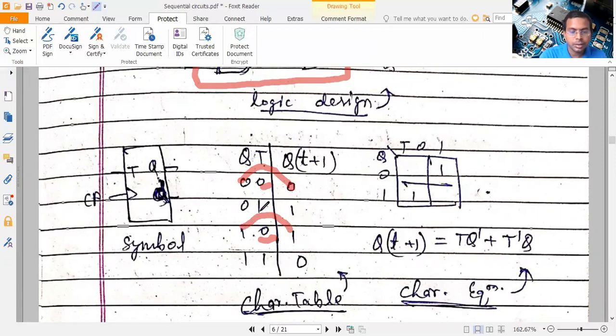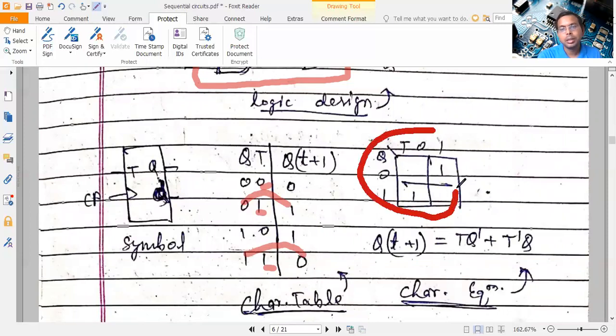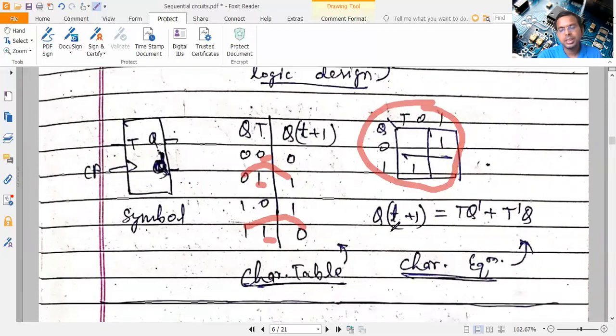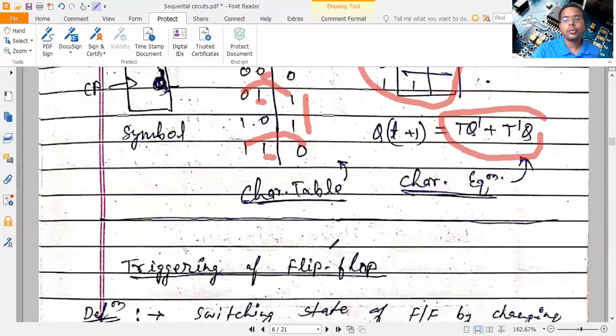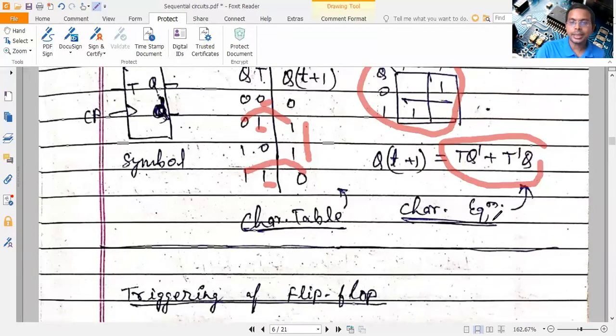But when T is 1, it is the toggle condition, means output will become 0 to 1 and output will become 1 to 0. So it's toggling. That's why it's called the toggle flip-flop. And you can find its truth table very easily. K-map. So K-map is nothing but, so these two are 1, 1. So Q dash T plus Q T dash. And the XOR operation of T and Q is the output. So we have found all the 4 types, and its characteristic equation.